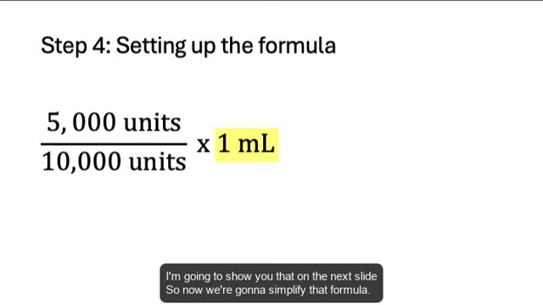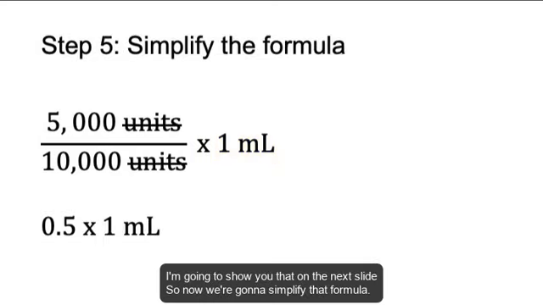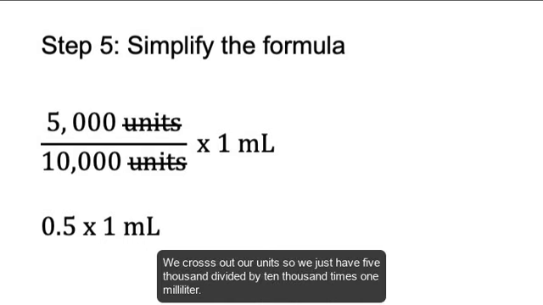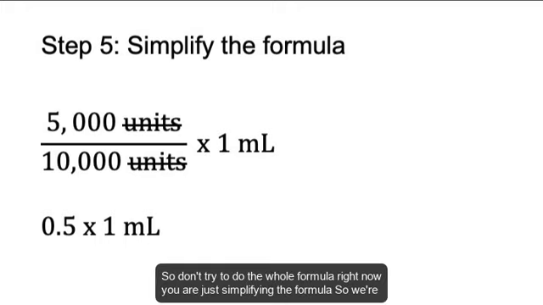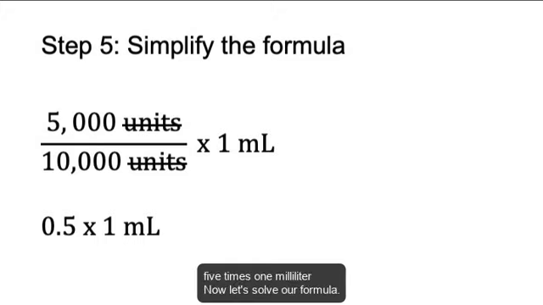And again, I'm going to show you that on the next slide. So now we're going to simplify that formula. We cross out our units, so we just have 5,000 divided by 10,000 times 1 milliliter. So don't try to do the whole formula right now. You are just simplifying the formula. So we're going to start by doing 5,000 divided by 10,000, and that gives you 0.5 times 1 milliliter.